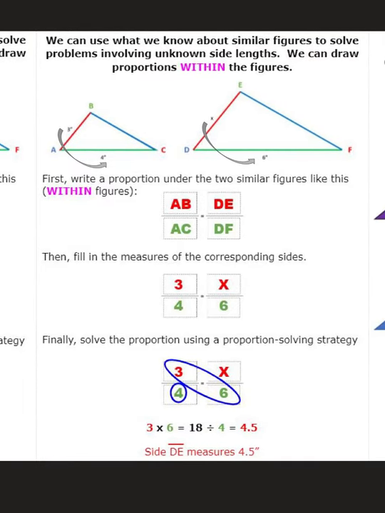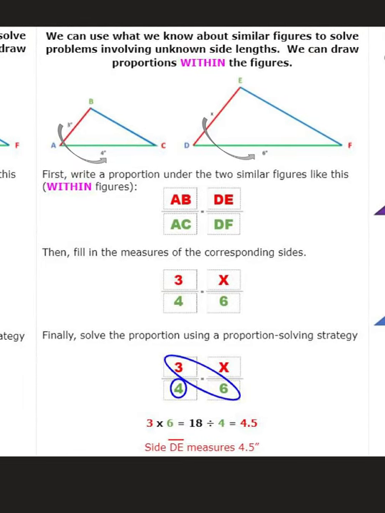Another way you can find that missing side length is within the figure. So here I went from the red side of the small figure to the green side of the small figure, and the red side of the big figure to the green side of the big figure. Okay, again, here's just the labeling of the side names. So 3 over 4, x over 6. You have to be consistent. Notice red over green, red over green. Solve your proportion just like before, and you're still going to get the same side measurement of 4.5. So whichever you prefer, that's up to you.